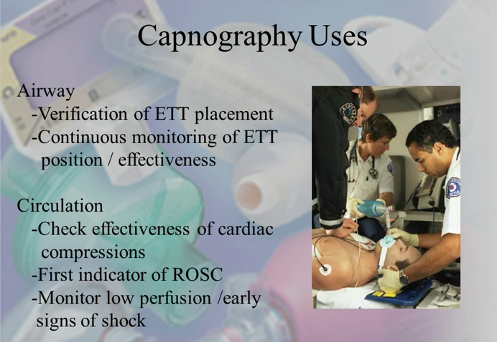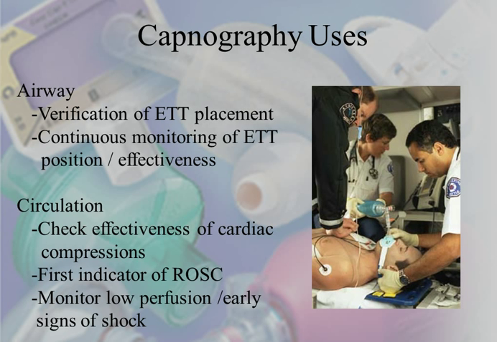For airway, it gives us a verification of our endotracheal tube placement. It gives us continuous monitoring of endotracheal tube placement and effectiveness. So if we had a good waveform, we had good exchange, and now we don't, that could tell us that our tube is displaced. Either it went right mainstem bronchus, or it has withdrawn and we are no longer in the trachea. And it checks the effectiveness of the cardiac compressions. If we are doing good compressions, we should see the end-tidal CO2 come up, hopefully.